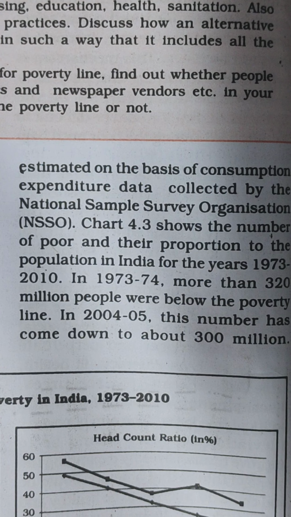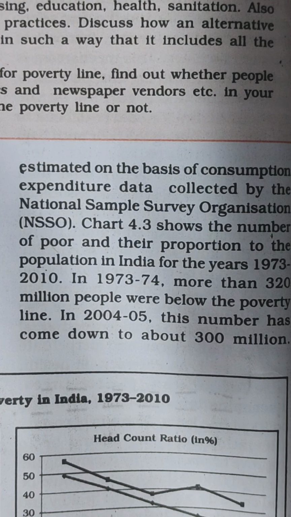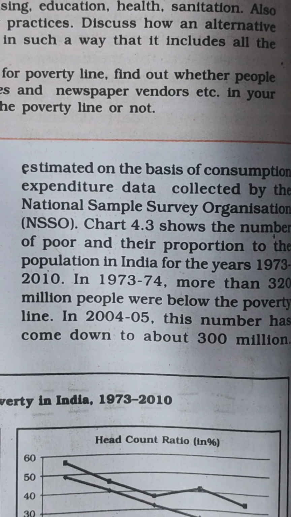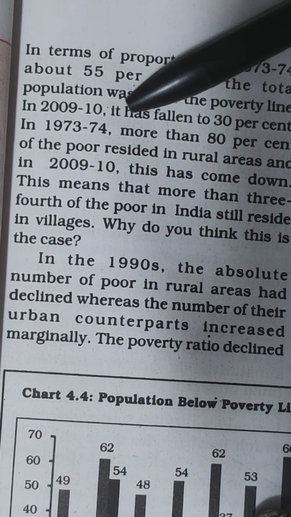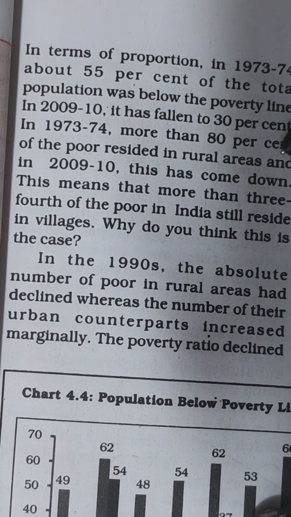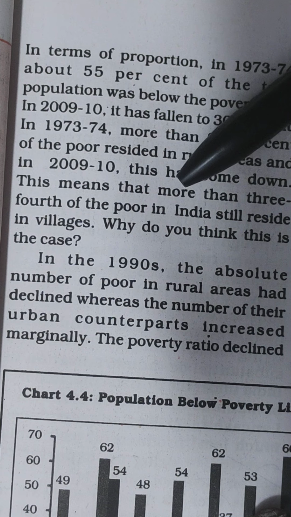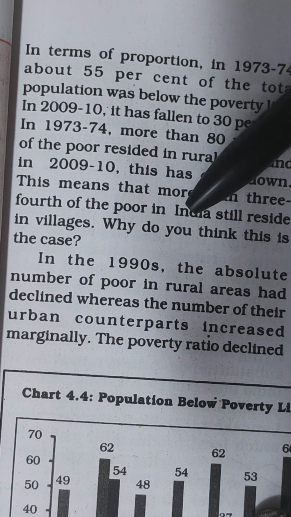In 1973-74, more than 320 million people were below the poverty line. In 2004-05, this number has come down to about 300 million. In terms of proportion, in 73-74, about 55% of the total population was below the poverty line. In 2009-10, it has fallen to 30%. In 1973-74, more than 80% of the poor reside in rural areas, and in 2009-10, this has come down. This means that more than 3/4 of the poor in India still reside in villages.